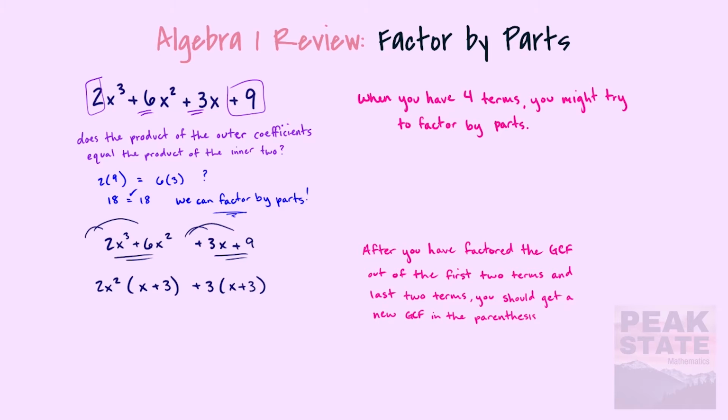So the new greatest common factor is that parentheses, right? Because x plus 3 is in both parts. So when we pull out the x plus 3, we're left with 2x squared plus 3. Okay, and that's how we're going to be able to factor by parts. I hope that helps. Go ahead and try a couple on your own.